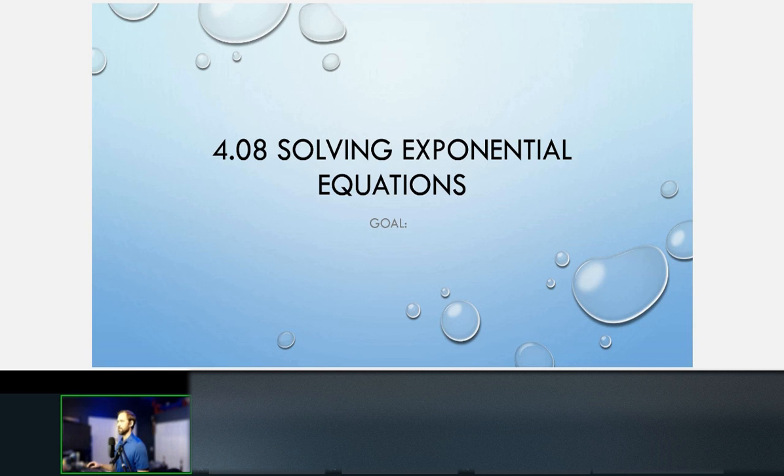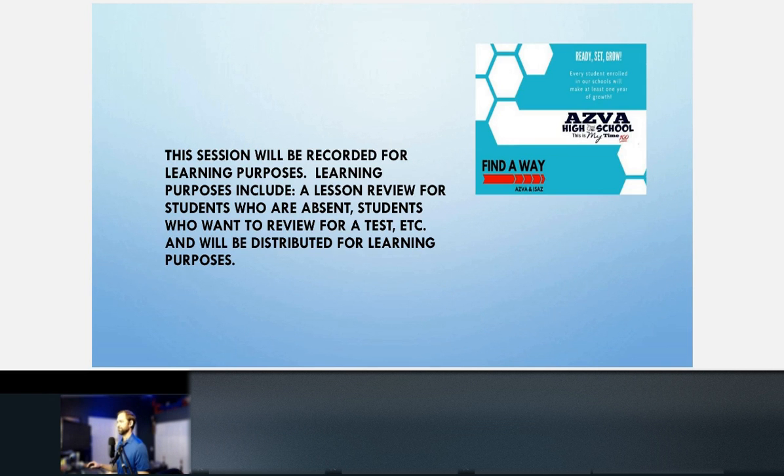All right, so solving exponential equations. The goal is, well, that. I don't know why I didn't type it.